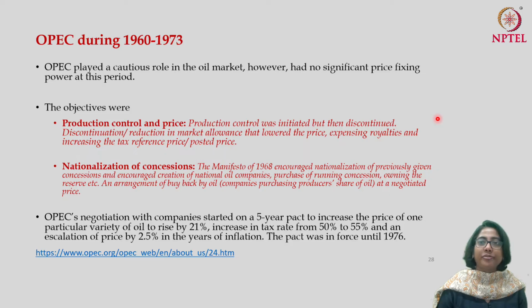During the first phase, through different negotiations, OPEC was successful in coming up with some long-term pacts with these companies, where they were able to raise the price of some very fine quality of oil by 21%. They increased the tax from 50 to 55%, and there was an escalation. They agreed that there would be an escalation of price by 2.5% in the years when it faces inflation. However, this pact was only in practice till 1976, then it was done away with.